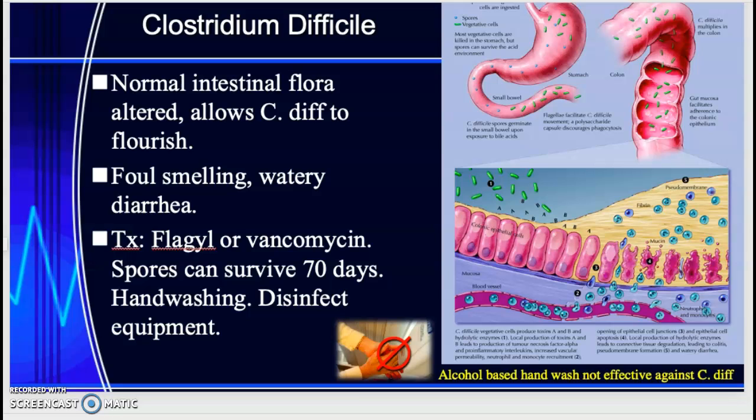and one thing to note here is that the spores can survive in the environment for up to 70 days, and so all the equipment has to be disinfected before it comes out of the room. You want to teach really good hand washing here, and this is where we want to teach people to use soap and water, not the alcohol-based hand wash, because that is ineffective against Clostridium.